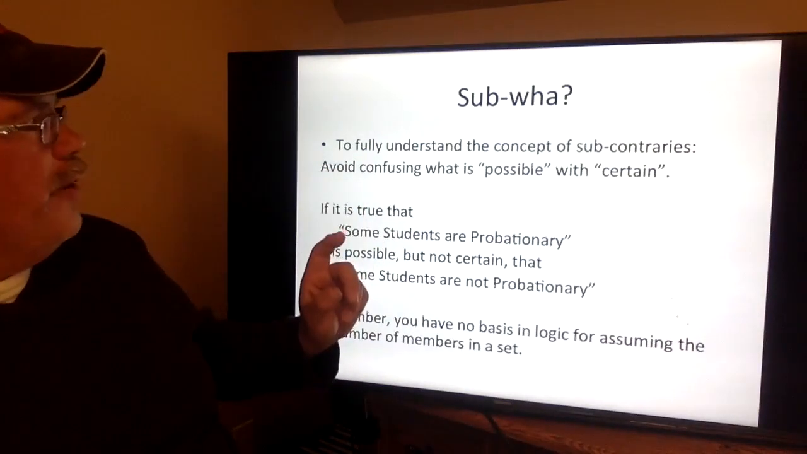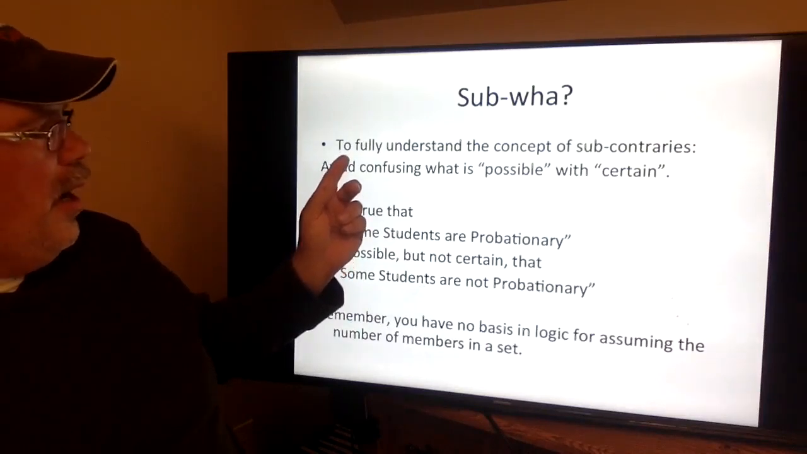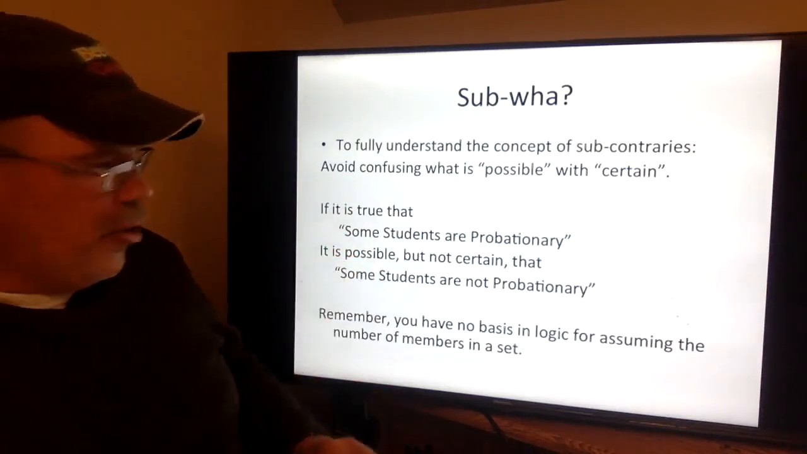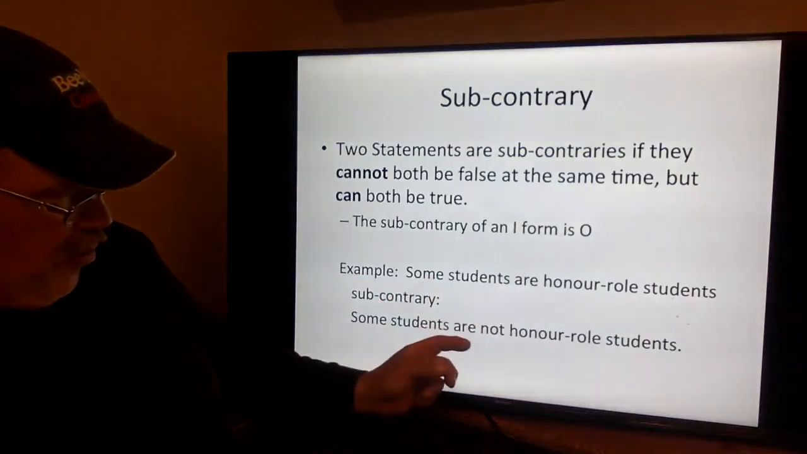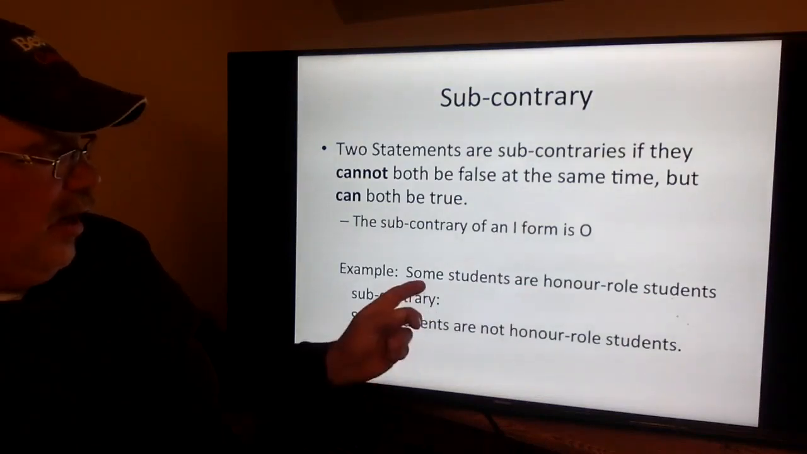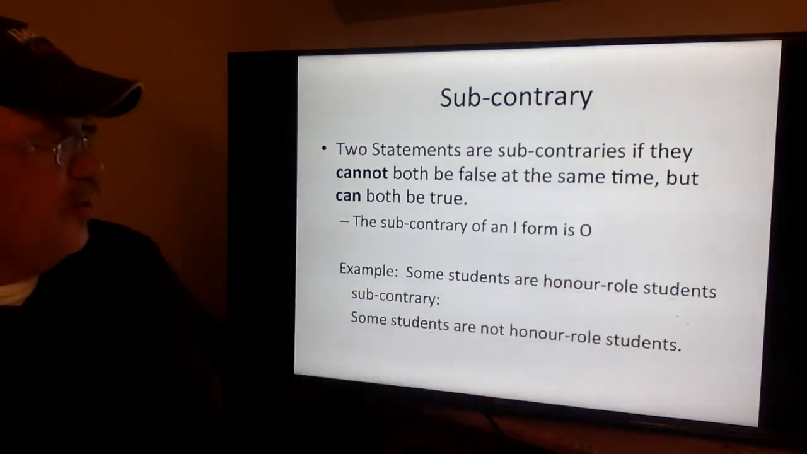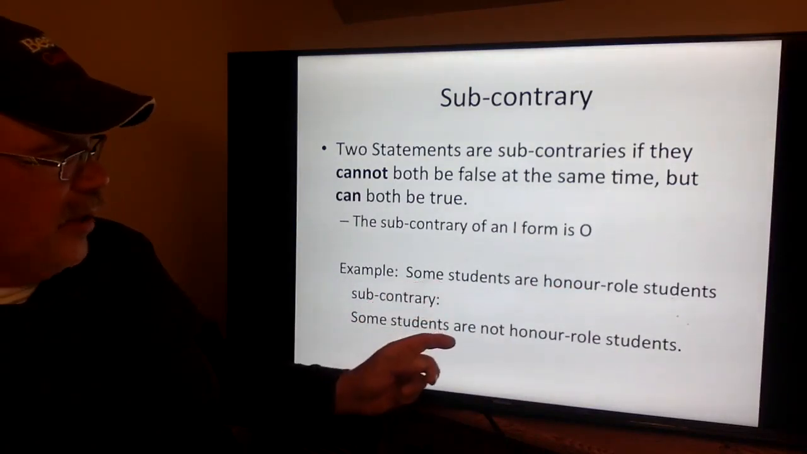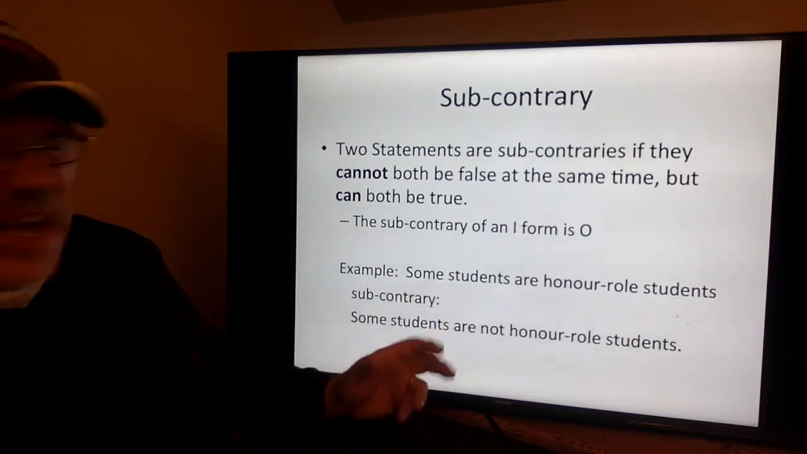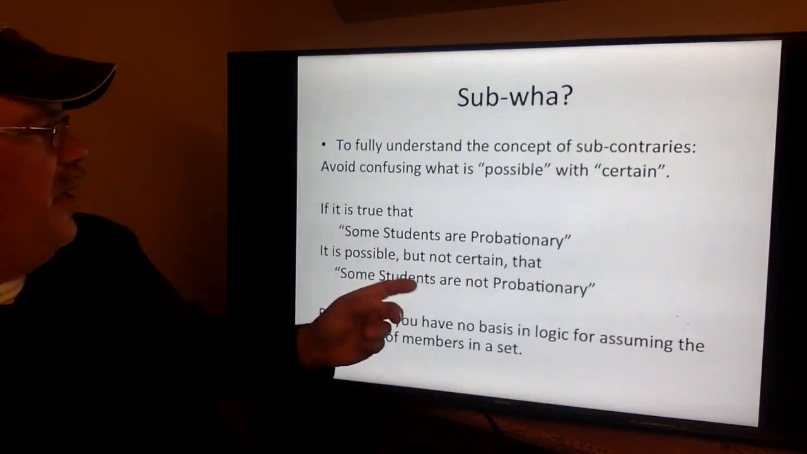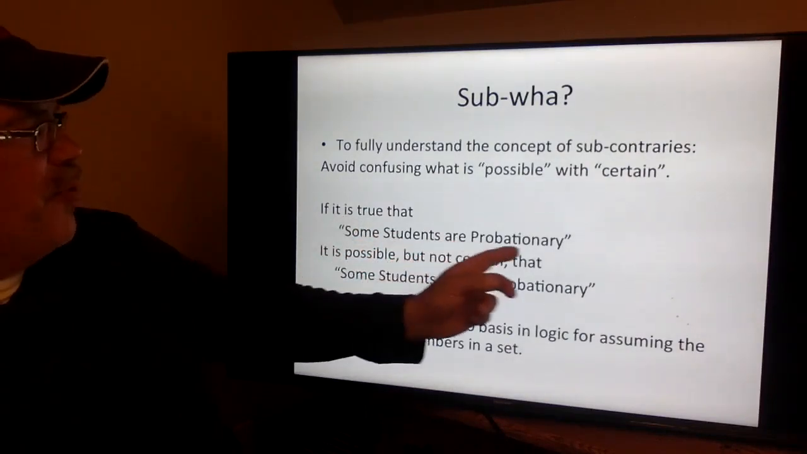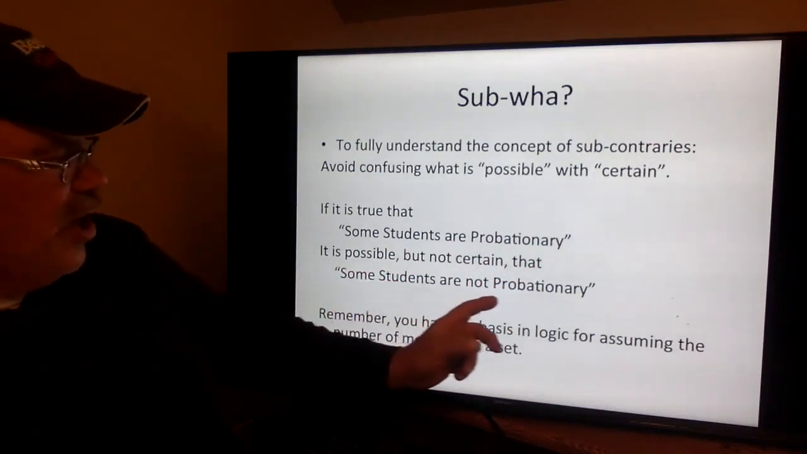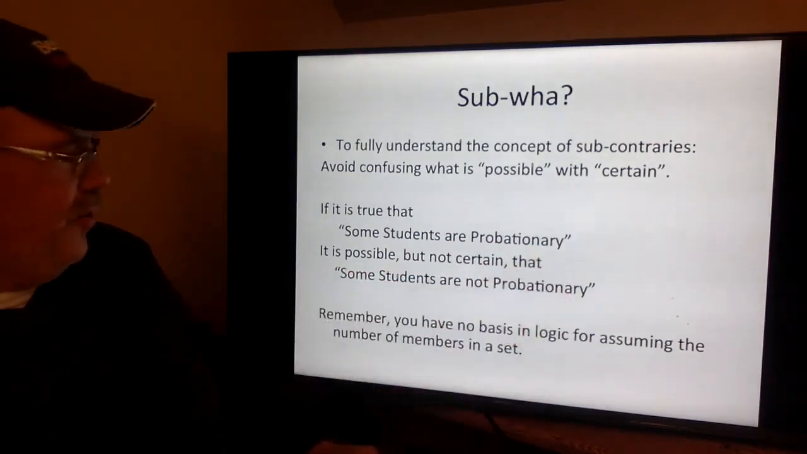Let's talk about this a bit more. People often get bogged down when we're in these statements of thinking. If we go back to the honor roll example for a moment, "some students are honor roll students" seems to imply that some are not, but doesn't have to. Okay, so if it's true that some students are probationary, now we're in trouble. It's possible but not certain that some students are not probationary, and the reverse.